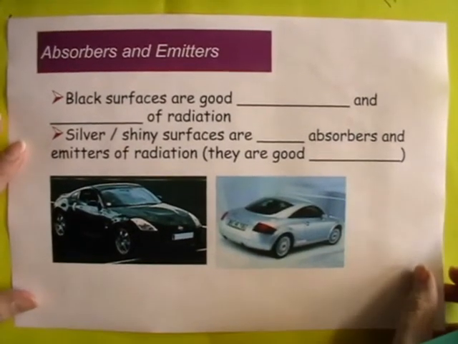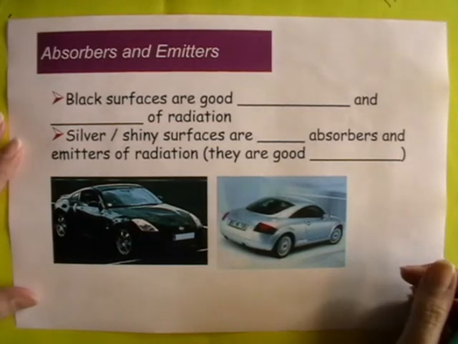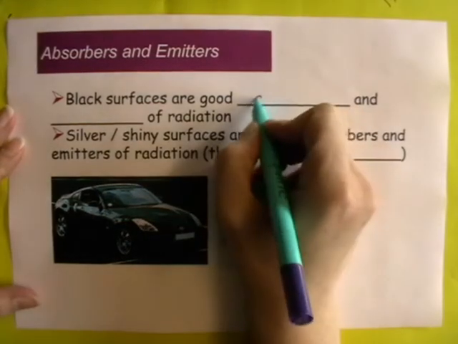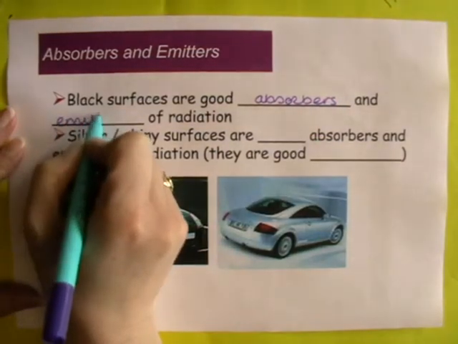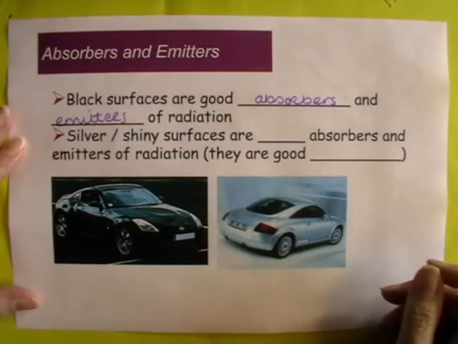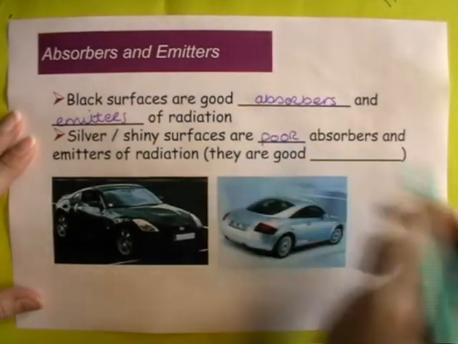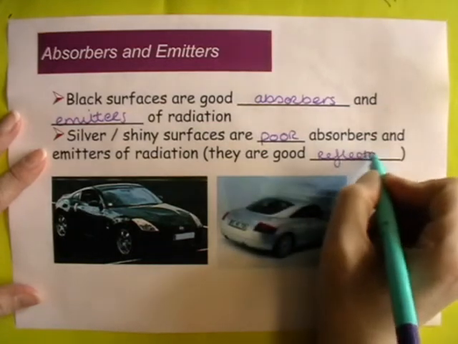When we discuss radiation, we refer to absorbers and emitters. Absorbers are materials that absorb radiation or take in radiation, and emitters are those materials or objects which give out radiation. Black surfaces are good absorbers and emitters of radiation. Matte black surfaces are the best absorbers and emitters of radiation. Silver and shiny surfaces are poor absorbers and emitters of radiation. We often say that they're good reflectors.